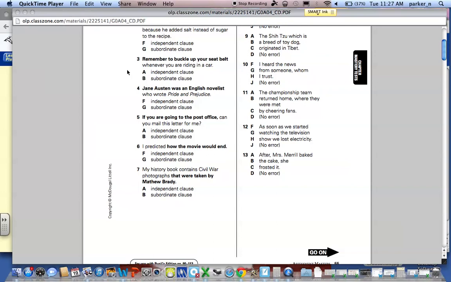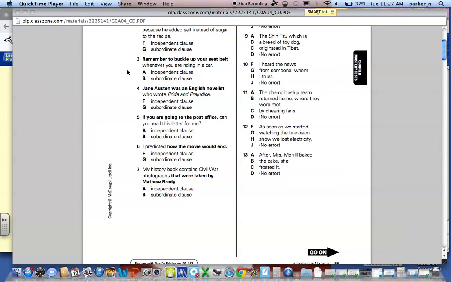Number 5, if you are going to the post office. That's a subordinate clause. It begins with the word if, which is indicative of a subordinate clause. It is a subordinating conjunction. Number 6, how the movie would end. Can't stand alone. Subordinate clause starts with the subordinating conjunction how.